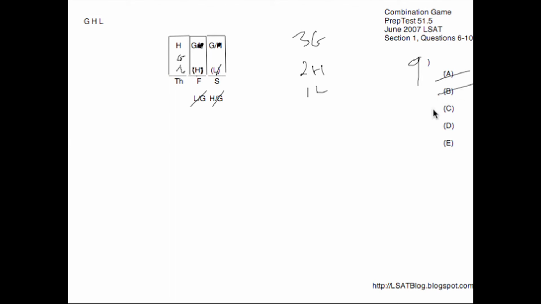Looking at C, L and H both on Thursday. Again, L could go Thursday, but doesn't have to, could go Saturday instead. So C's gone. Looking at D, G the only film on Saturday, not a must because L could be on Saturday, in which case there'd be 2 there. So D's gone, leaving E by elimination. And if we look at it, both H and G on Friday, of course that is a must. We already knew that from before, even before we got into the whole L ambiguity thing.